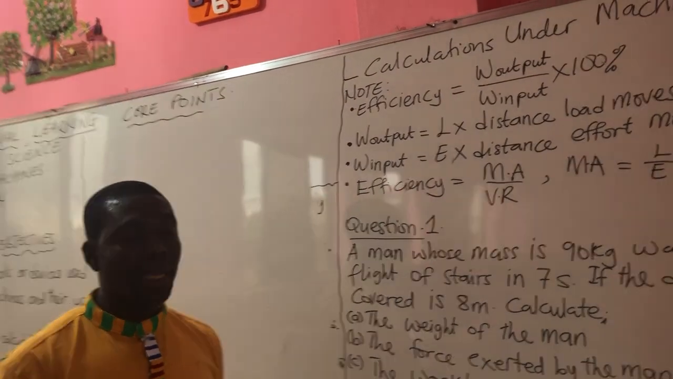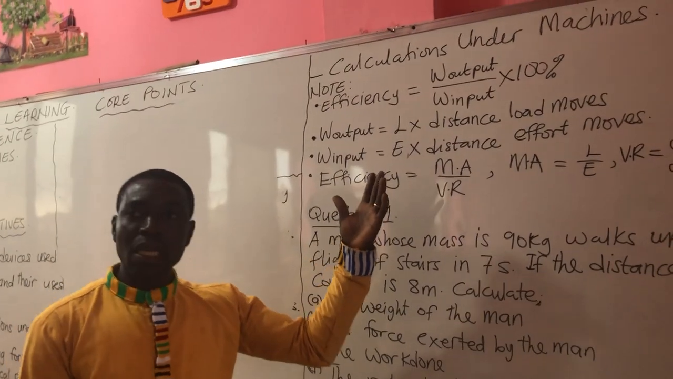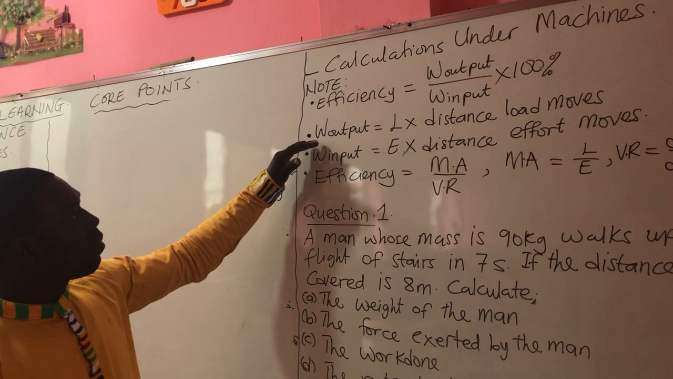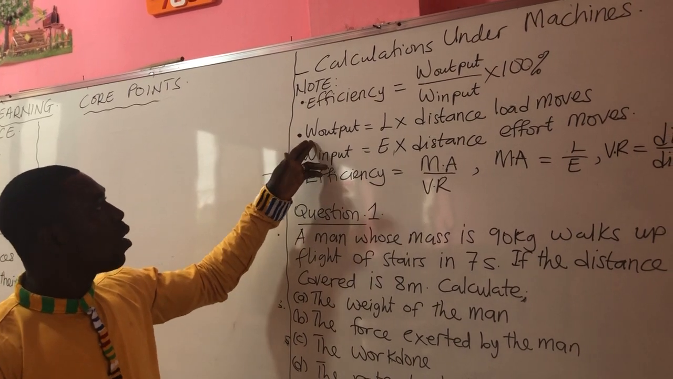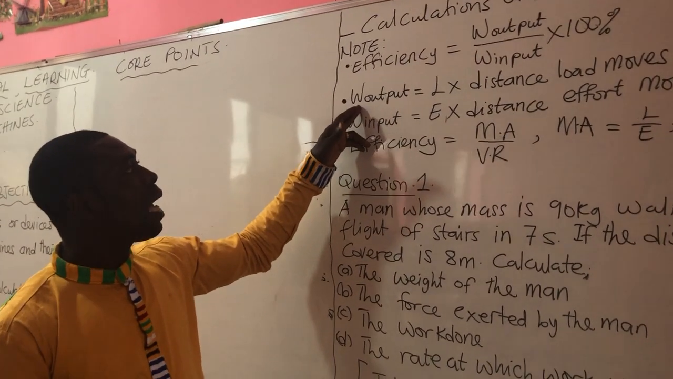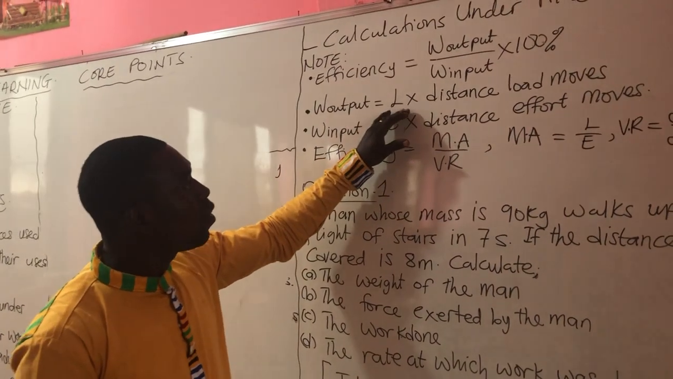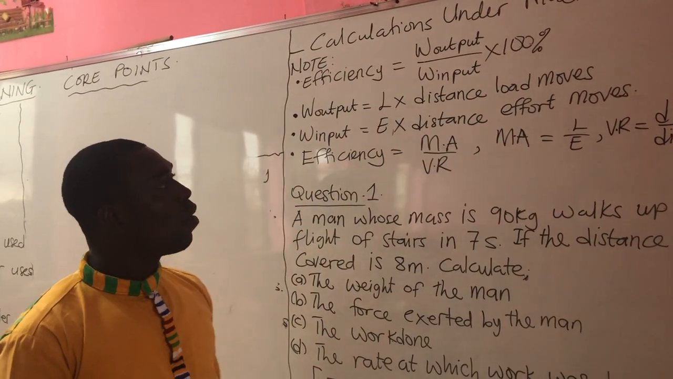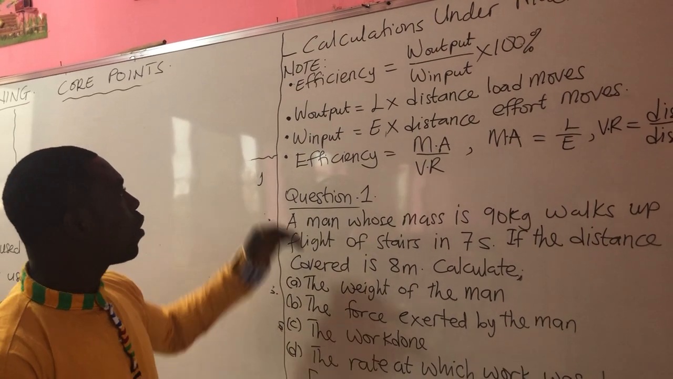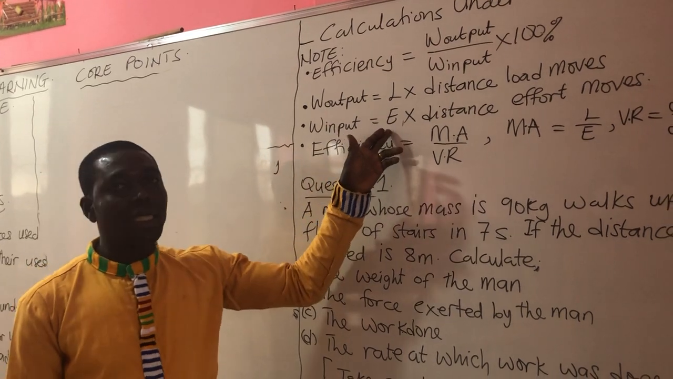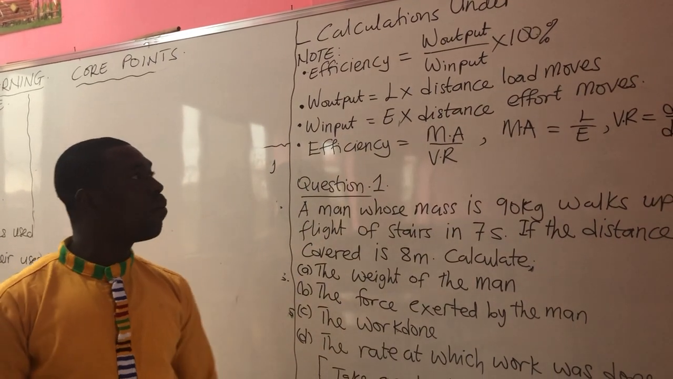In our previous lessons, I explained what the work output is and the work input. W stands for work. So work output is the load times the distance the load moves. We also have the work input expression as the effort times the distance the effort moves.